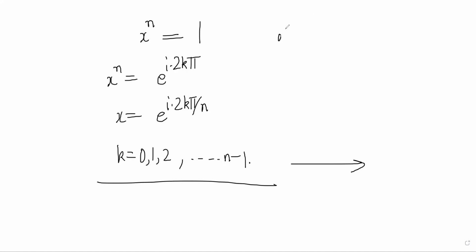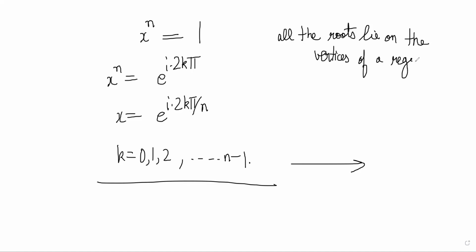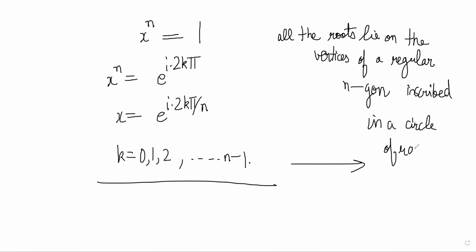And all the roots lie on the vertices of a regular n-gon inscribed in a circle of radius 1. Inscribed in a circle of radius 1. Is everyone understanding what is happening?